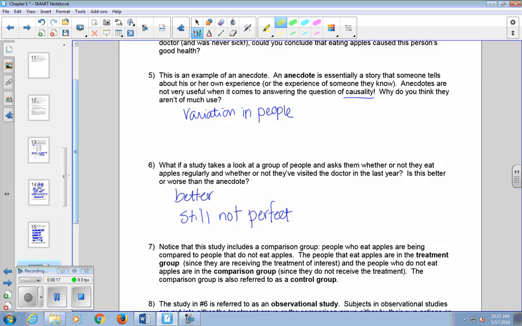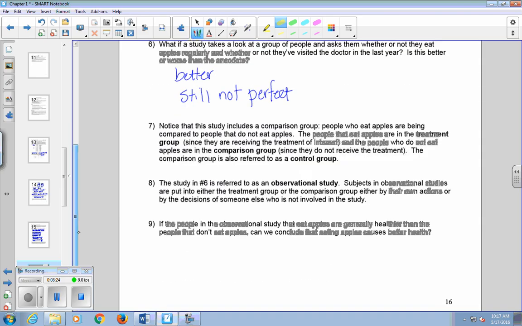So notice that this is an improvement because we have a comparison group. People who eat apples are being compared to people who do not eat apples. The people that eat apples are in the treatment group, we would say, because they're receiving the treatment of interest. In this case, they are eating the apple. And the people who do not eat apples are in what we call the comparison group because they do not receive the treatment. And we call this comparison group the control group.